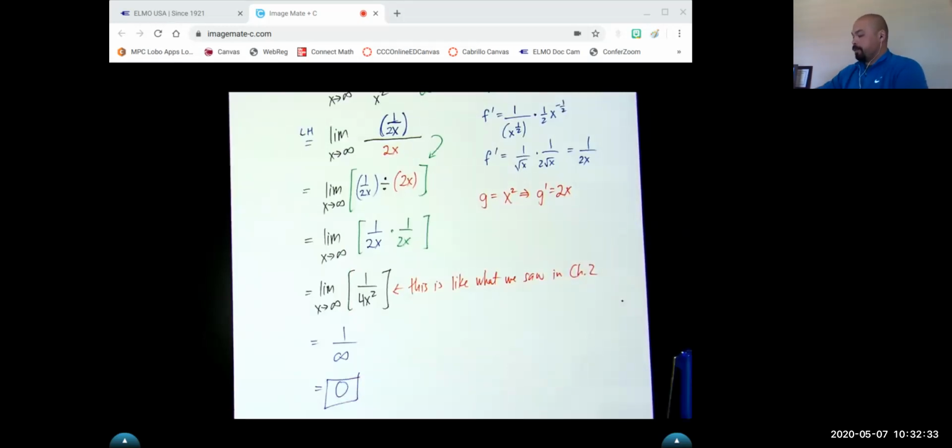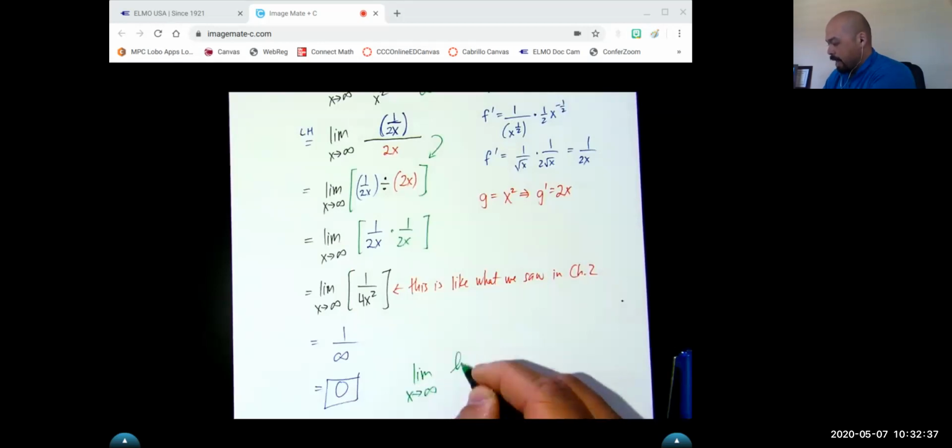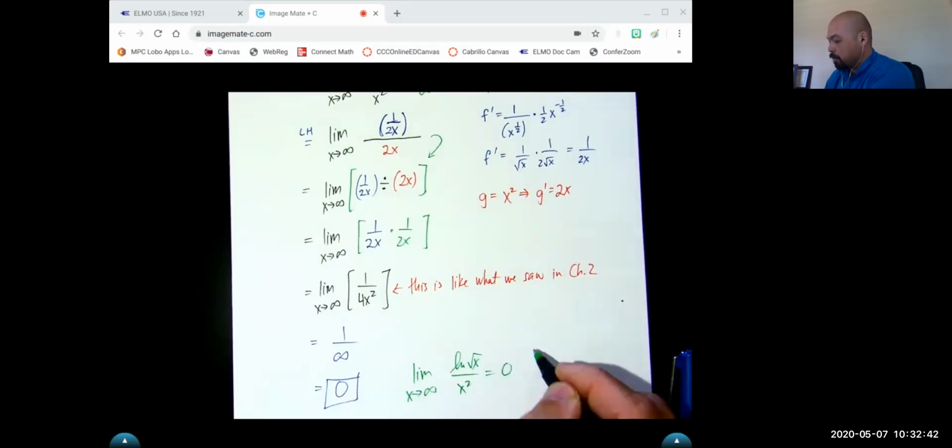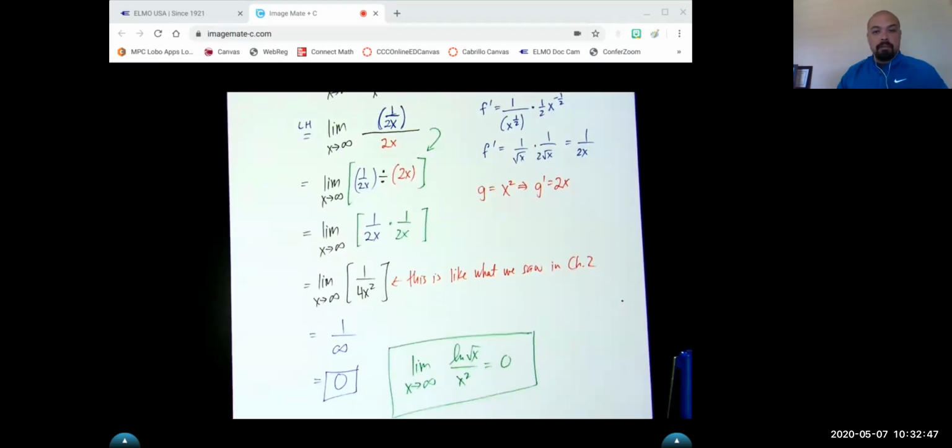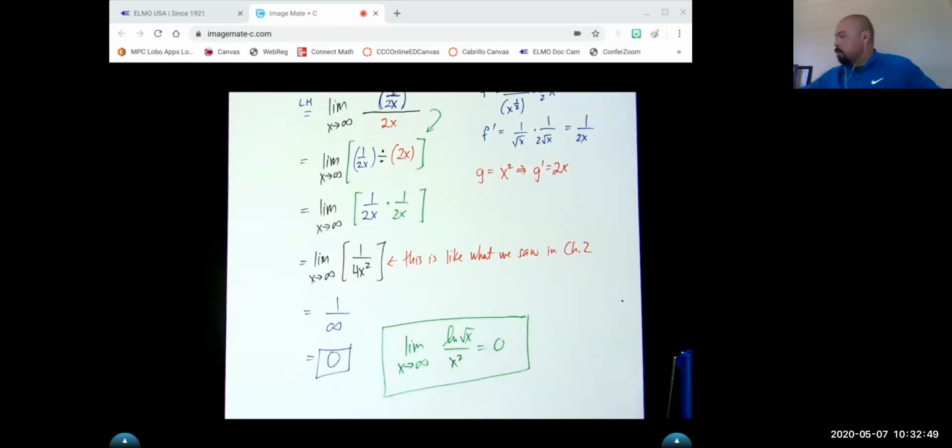So that limit as x goes to infinity for that natural log root x over x squared is going to go to 0. Meaning, as we graph that out, it is going to settle to the x-axis, that y equals 0, as we graph it further on. So let me grab my graphing calculator quick just to illustrate. Graph that real quick: natural log square root of x over x squared.